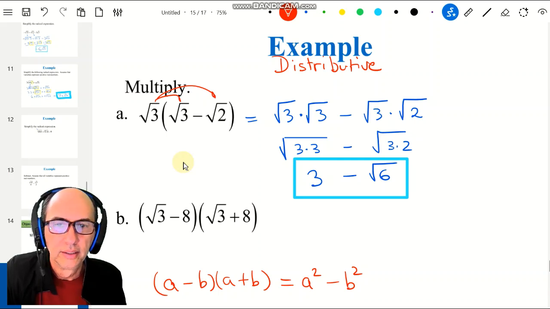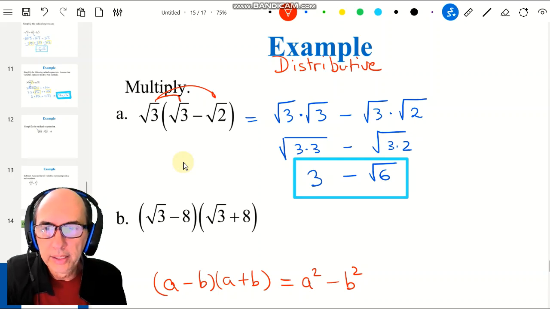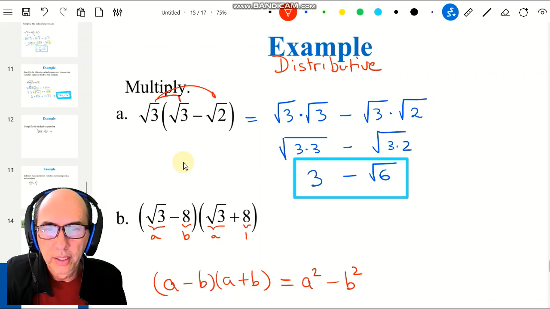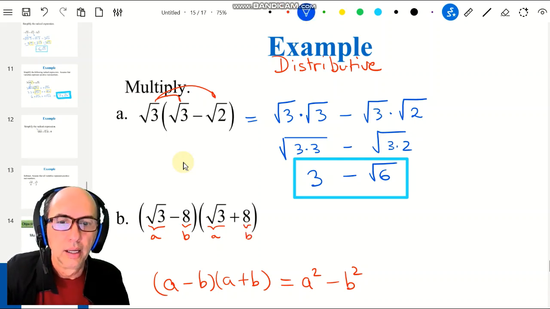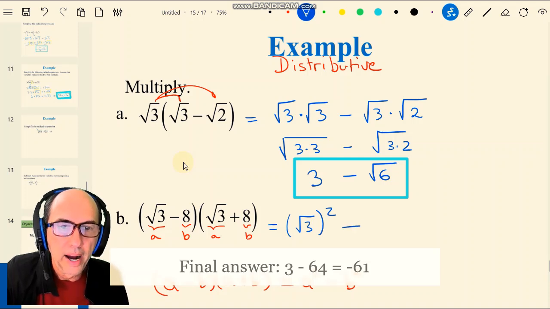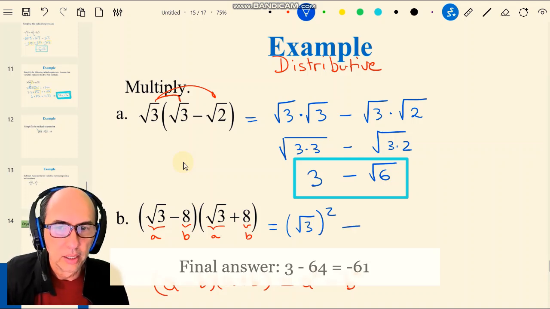Okay? What we will identify here is a, and b, and the answer is going to be a squared. A squared is square root of 3 squared minus b. B is 8 squared.